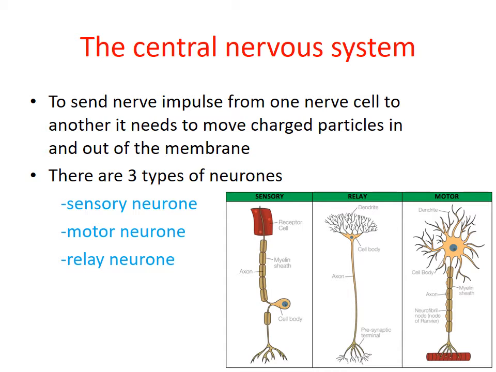In the central nervous system, impulses travelling along the neuron are not like an electrical current, but are sent from one nerve cell to another with the movement of charged particles in and out of the membrane. That we call the neurotransmitters. When we think about the neurons which relate to the central nervous system, there are three types of neurons: sensory neuron, motor neuron and the relay neuron.